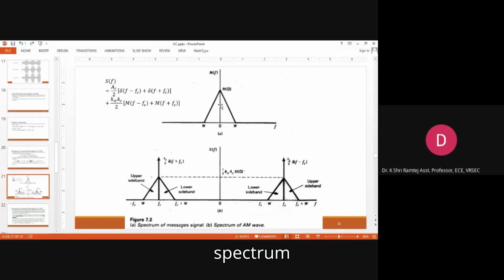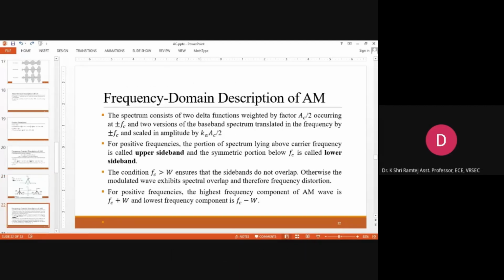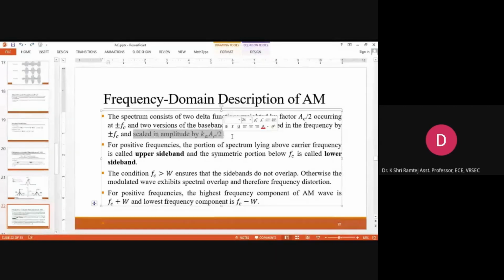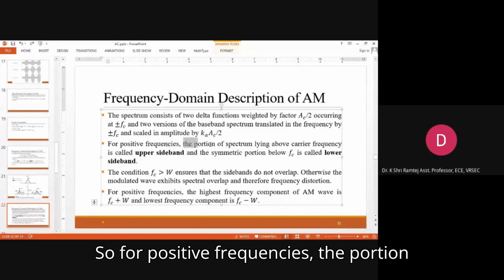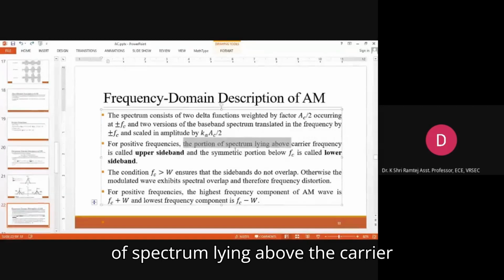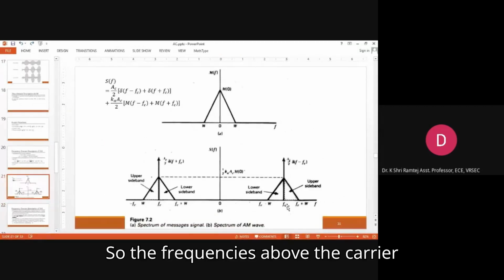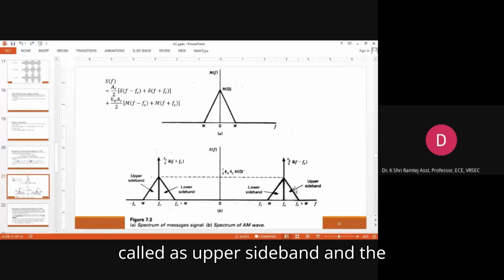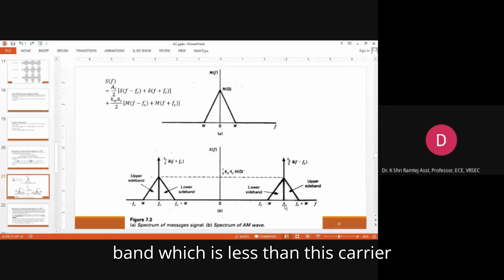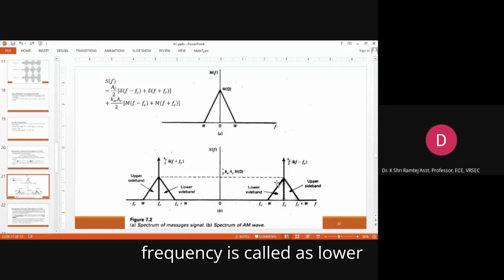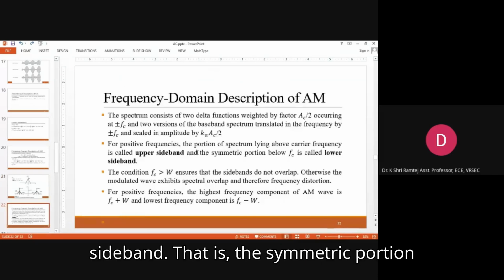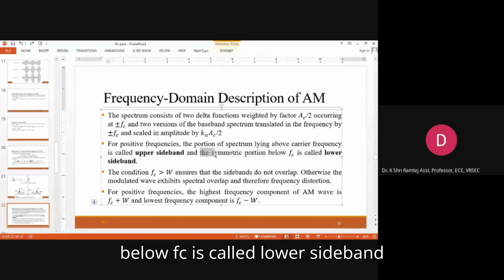So this baseband spectrum is translated in frequency by plus or minus fc, and scaled in amplitude by Ka Ac by 2. So for positive frequencies, the portion of the spectrum lying above the carrier frequency is called the upper sideband. The band which is less than the carrier frequency is called the lower sideband. That is, the symmetric portion below fc is called the lower sideband.